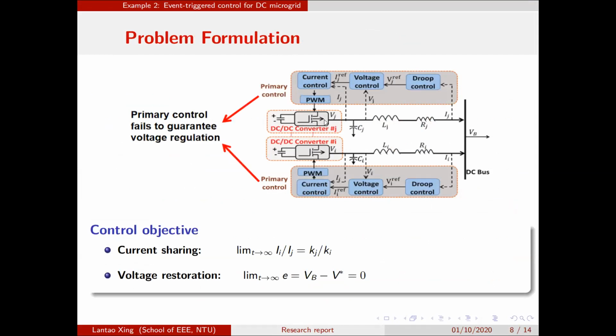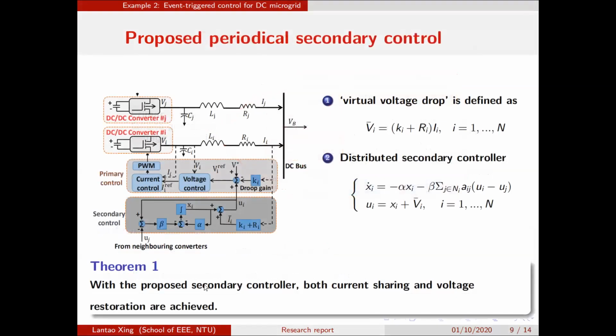We have a number of DC-DC converters which are connected parallel to a DC bus. And we have two control objectives. The first is current sharing. The other one is voltage restoration.